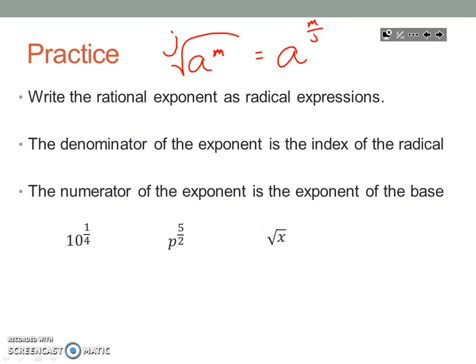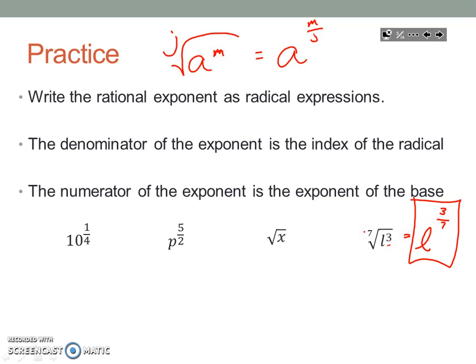All right, then our last one, I've got an L, the 7th root of L cubed. Okay, well, this is my J, so that's going to go on the bottom of the fraction. That's my M, so that's going to go on top. So that's L to the 3/7 power.